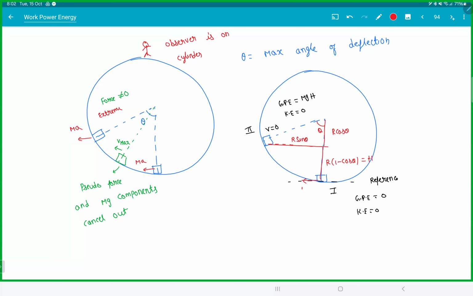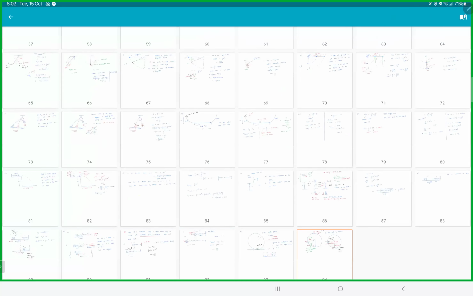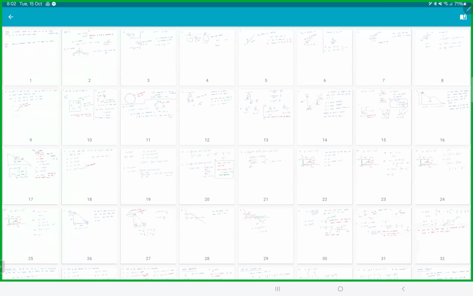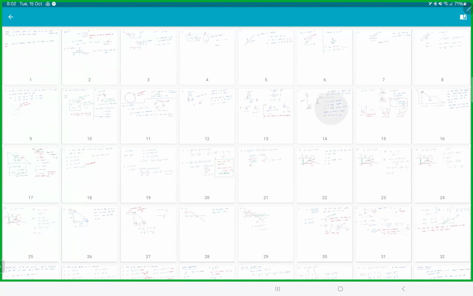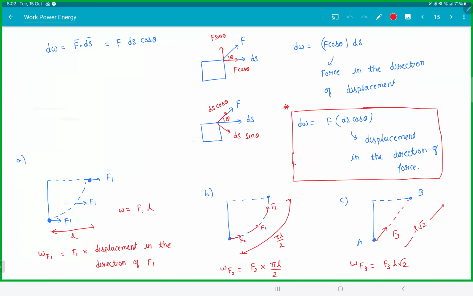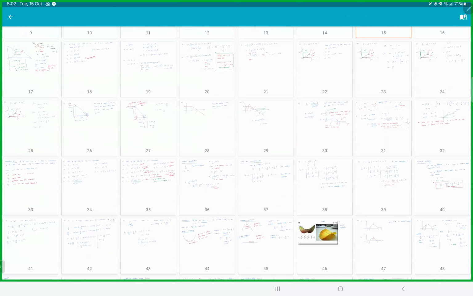How is the pseudo force? The pseudo force is horizontal. So what is the work done by the pseudo force? Remember, we wrote this thing. If the force is always horizontal, what is the work done? F into displacement in the direction of force. Can you see here? The pseudo force on the block is always horizontal. If you remember, F1 is always horizontal. The work done will be force into the horizontal displacement.